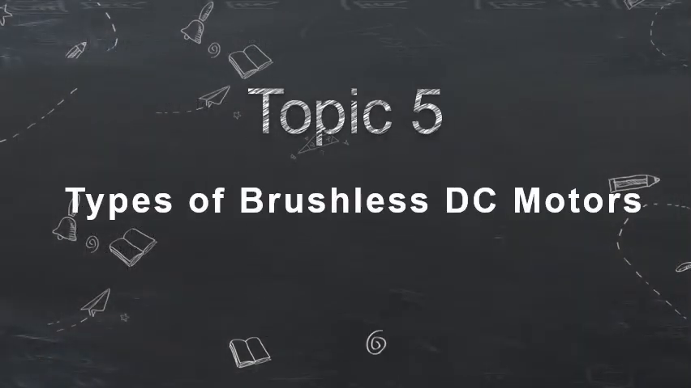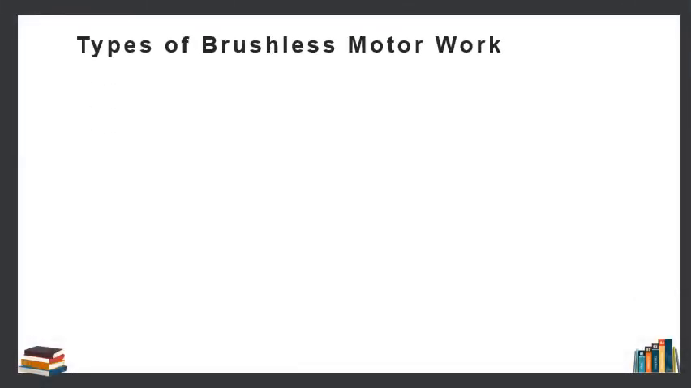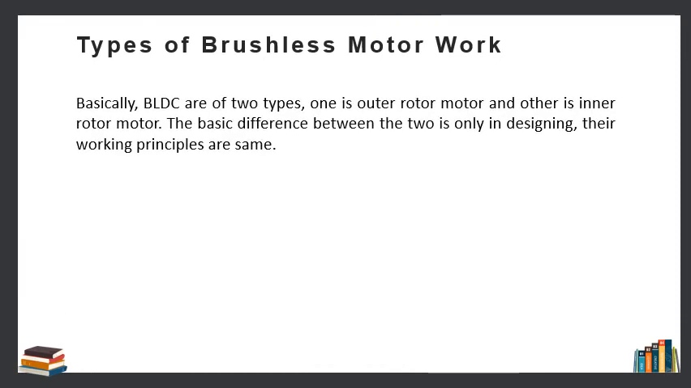The next topic is the classification of brushless DC motors. Basically, brushless DC motors are of two types: one is the outer rotor motor and the other is the inner rotor motor. The basic difference between the two is only in the design. Their working principles are the same.